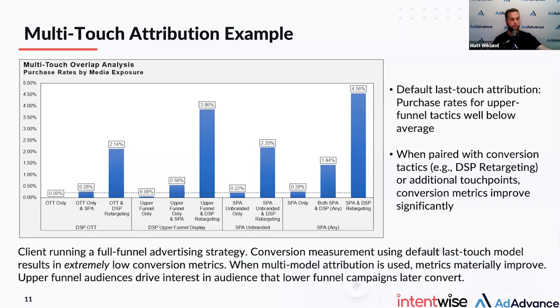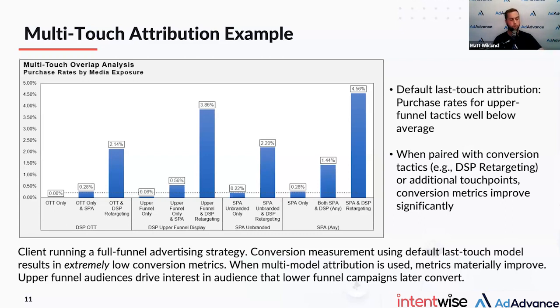Those OTT campaigns are driving a ton of interest, but because of the last touch model, they're never really credited with the conversion. So using OTT only looks like it has no conversions, a 0 ROAS, very poor conversion rates. But when you look at a more complete picture using multi-touch, those metrics are going to get a lot better. And that's a common thread across all tactics.